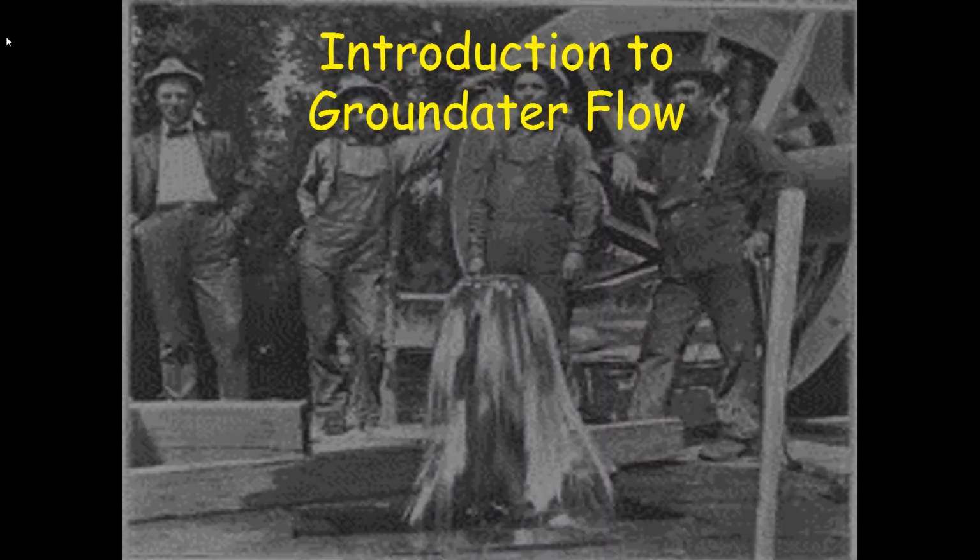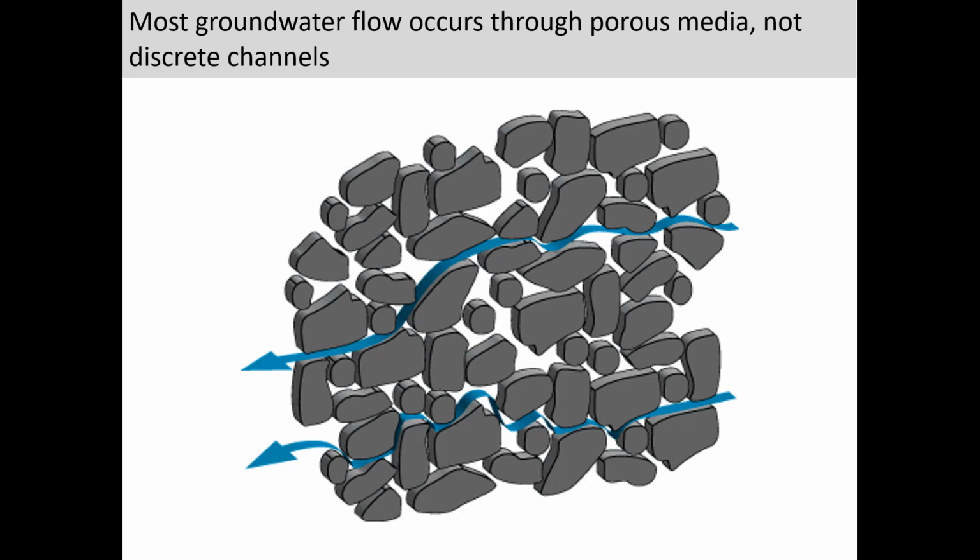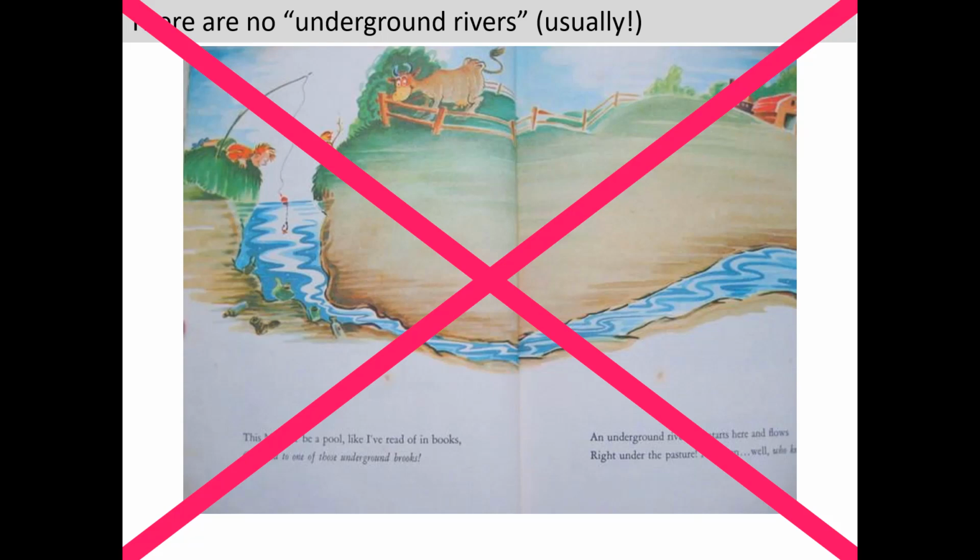I want to do a little introduction to groundwater here by talking about the properties of materials, we call them porous media, that water passes through. So, a really important point: for most groundwater systems, groundwater flow occurs through the tiny pores present in rocks or sediments. It does not move through large channels like you may have seen in a children's book where there's a river of water flowing underground. That sometimes happens, but it's incredibly rare.